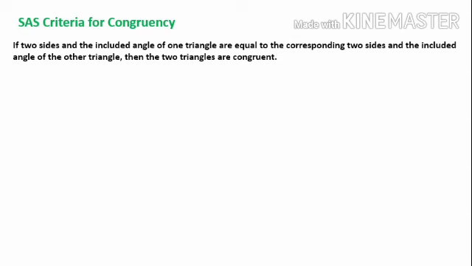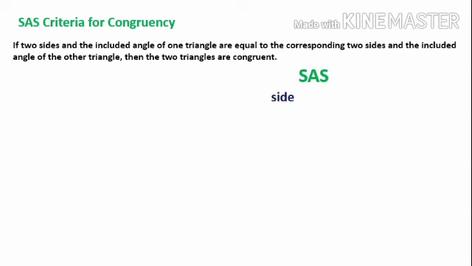Here there are two terms which we need to give importance. The first one is included angle and the second one is corresponding. The word corresponding we have already learned. Next we shall discuss included angle. Here two sides and one angle are the same, and the angle is included between the sides. Two sides in the sense S and S, and the angle is in the middle.